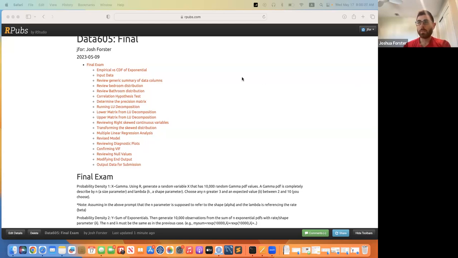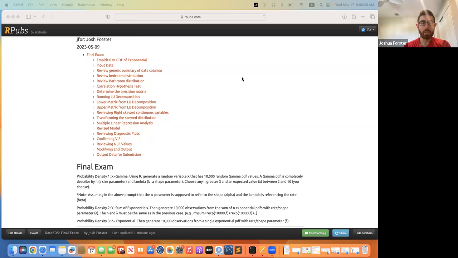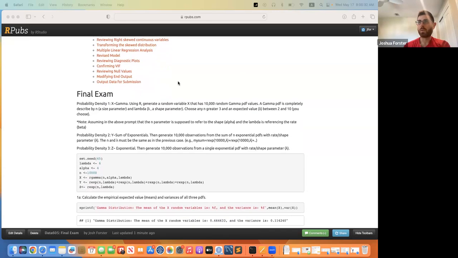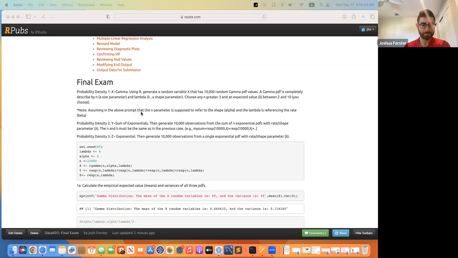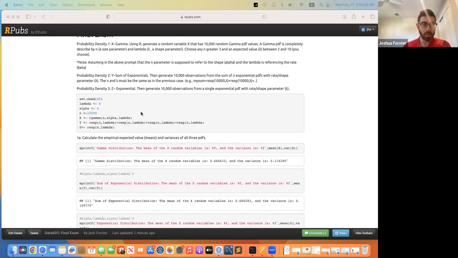So the first problem is talking about three different probability densities, essentially a gamma, a sum of exponentials, which actually indirectly is a gamma, and then an exponential probability distribution function. And so in R, it's fairly easy to do all of these things, basically setting a lambda, an alpha, and the number of values that you want in your hypothetical distribution data set. So we've done that here.